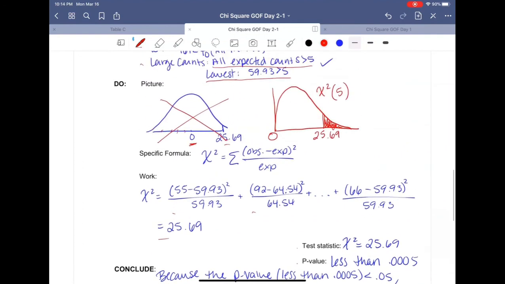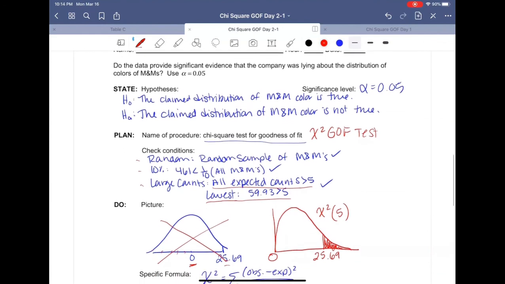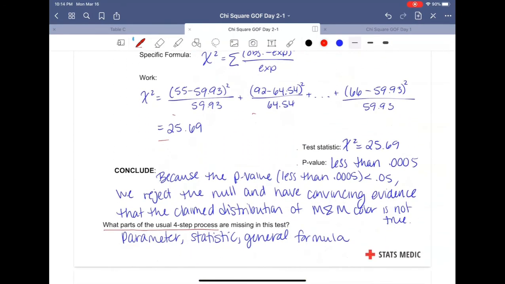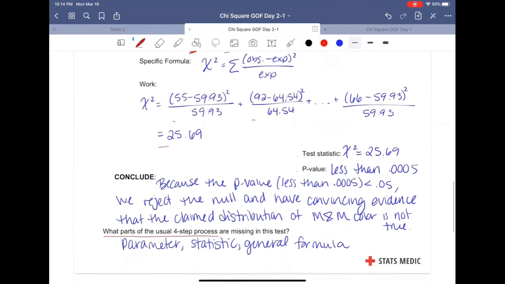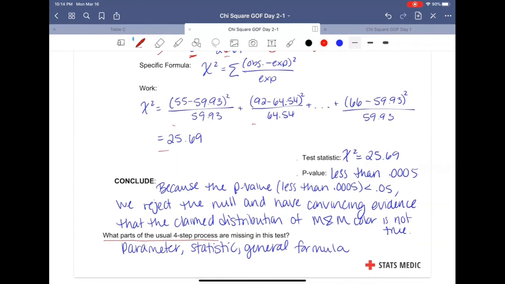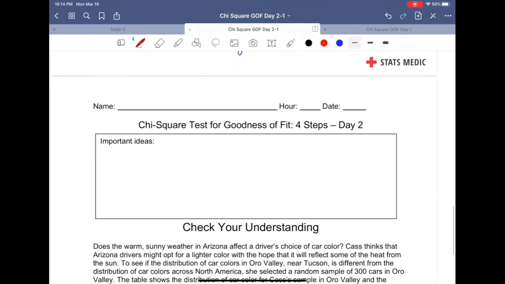Well, if you look back at the state portion, we have hypotheses and significance level, but we're missing a parameter and a statistic. So often we write, well, we always write our parameter in the state portion, but then also the statistic can go in there, so you have it written down. So we are missing that. We actually don't have a parameter or a statistic. And then we're also missing a general formula. We just go right to our specific formula here. So those are the parts that are different for a chi-squared significance test from, like, say, a z-test or a t-test. All right, so let's go on to the next page, and we're going to fill in the important ideas.